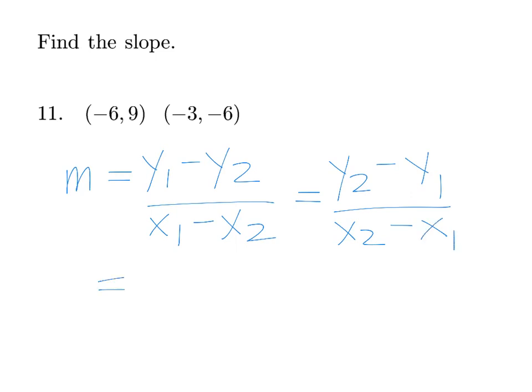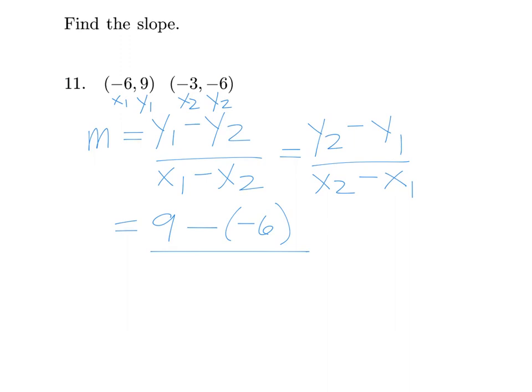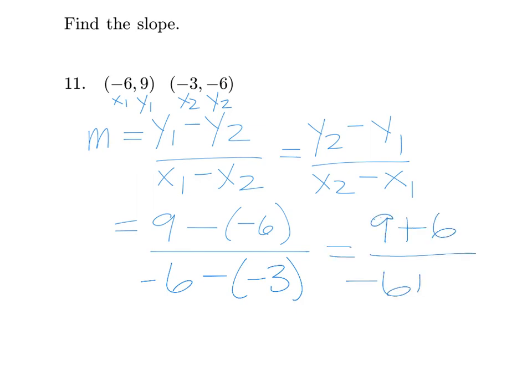All right, so I'm going to use y1 to start with. I have 9 minus y2, which is negative 6, over x1, which is negative 6, minus x2, which is negative 3. So I end up with 9 plus 6 over negative 6 plus 3, and I get 15 over negative 3, which is equal to negative 5. That's my slope. Done.